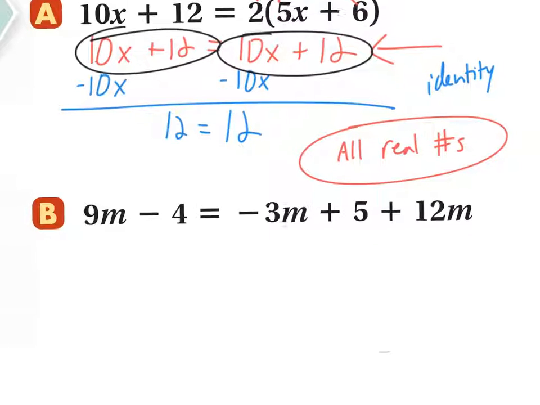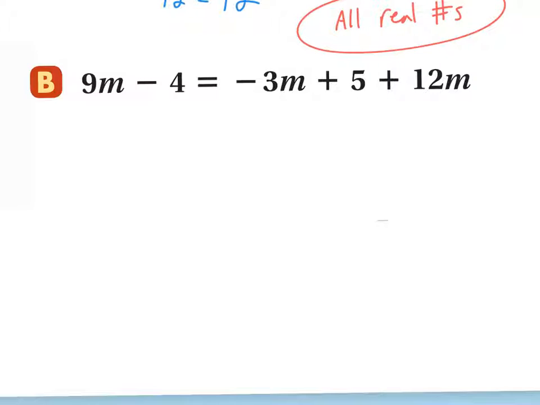Now, let's look at this B one. What's the first thing I should do here? Get rid of the 3's or the negative 3's. What do I have going on here? Wait, I'm sorry, add those two. Yeah, we have like terms. We have these two that need to be brought together. So, I have 9m minus 4 is equal to 9m plus 5.